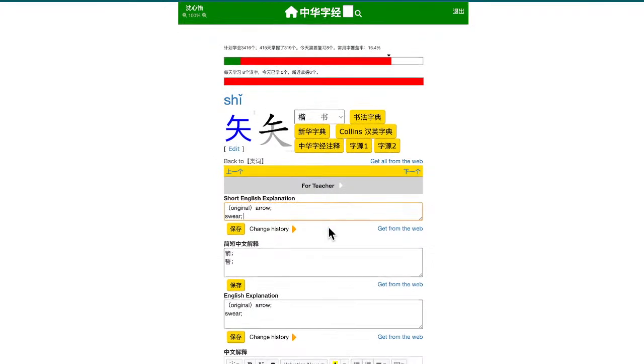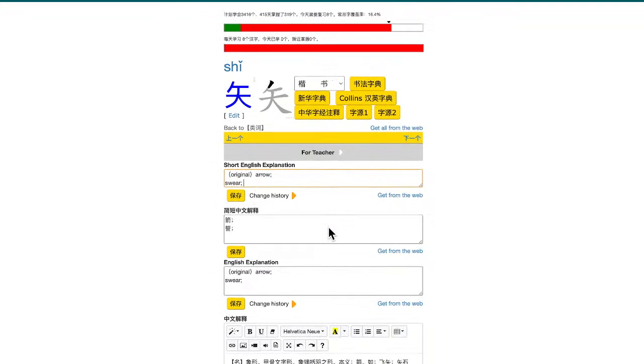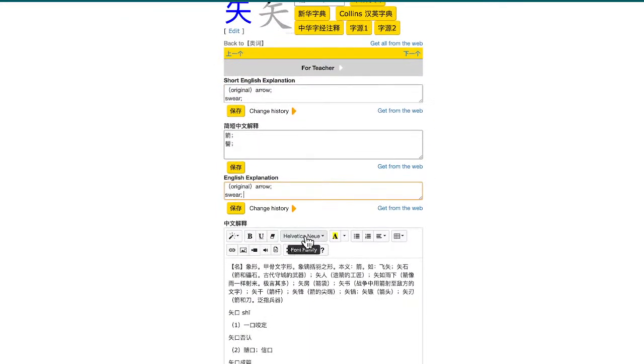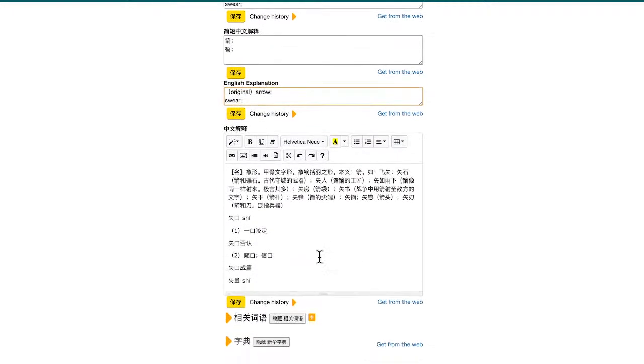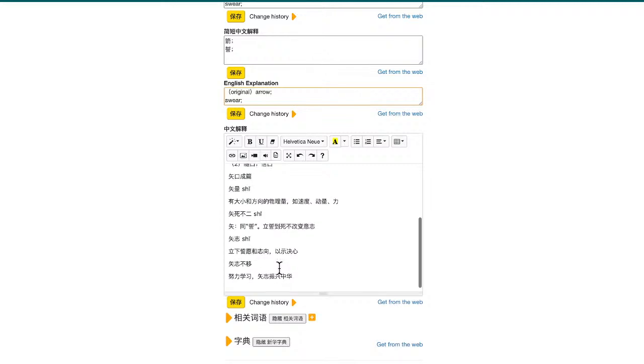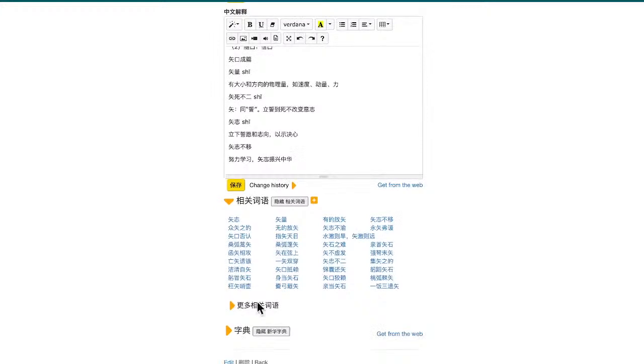Next one, 矢. Now originally this means arrow. And the second meaning of this character means swear. 矢口 means to swear, to make a statement. That's called 矢口. 矢志 means swear to do something or not to do something. Okay, 矢志矢口.